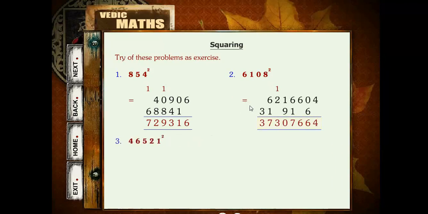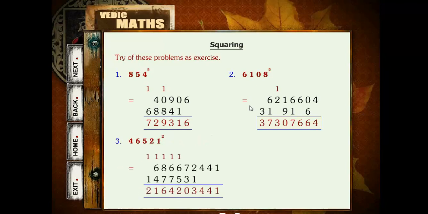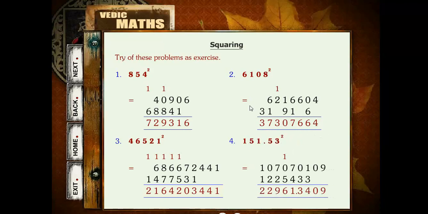Third, square of 46521. The answers are 21642034441. Fourth, square of 151.53. The answers are 22961.3409.